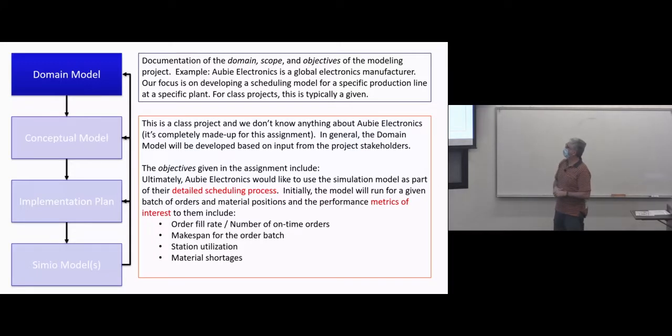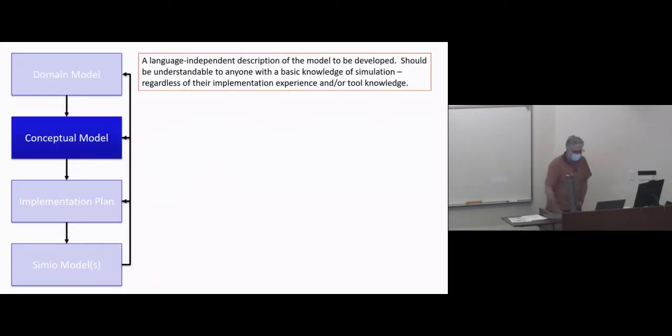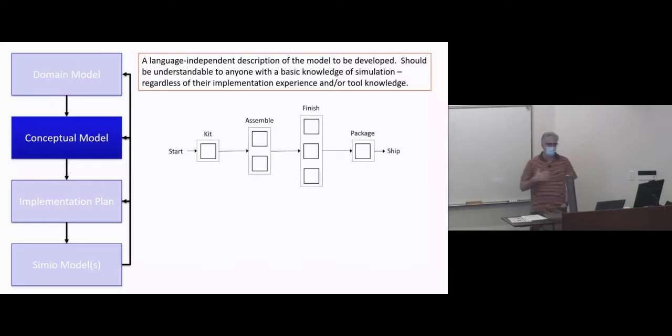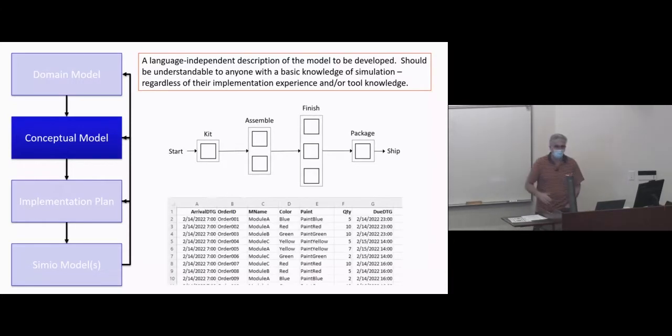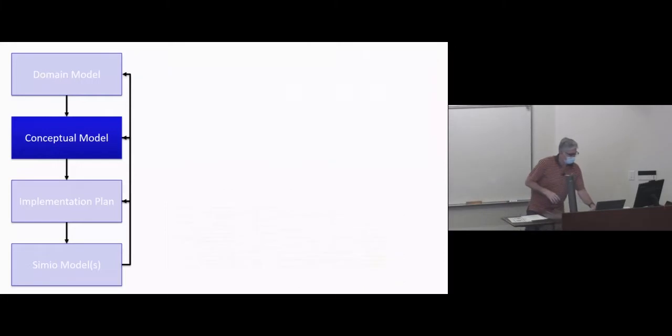We have some objectives here. As I said, if you look at the assignment, I have a couple of things highlighted. We want to use it for scheduling, and there are some specific metrics that we've highlighted there. So the domain model is really kind of simple. The conceptual model is language independent. Here is where we start thinking about applying simulation knowledge, but not specific to Simio. In this case, we want to simulate orders and process orders through our system. We want to enforce material constraints and capacity constraints and things like that, and track a whole bunch of information as we do that. So again, pretty straightforward from a simulation standpoint.